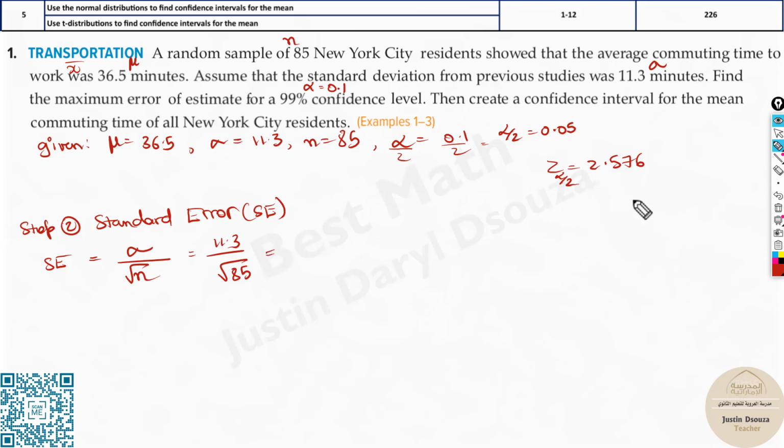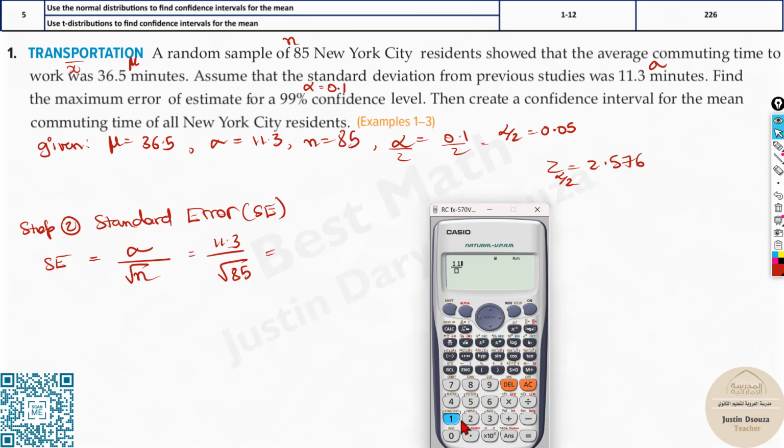Let's put it in the calculator and see what the answer is for this standard error. So it's 11.3 divided by square root of 85, and the answer is 1.226. I'll just consider it to be 1.226. You can take 4 decimals, but I've just taken 3 decimal places. They have not mentioned to round off to any value, so for the final answer, we'll just round it off to the nearest tenth of a minute. So that's only one decimal place.